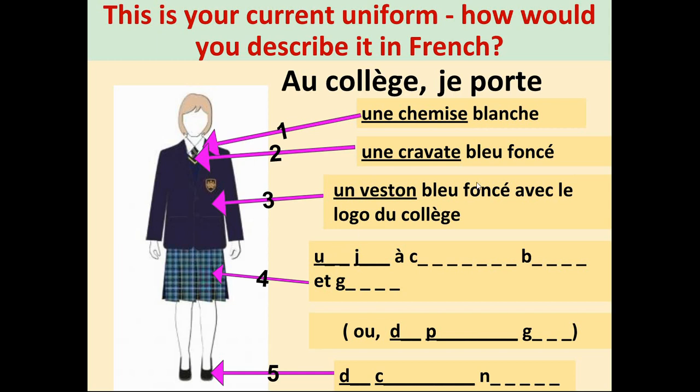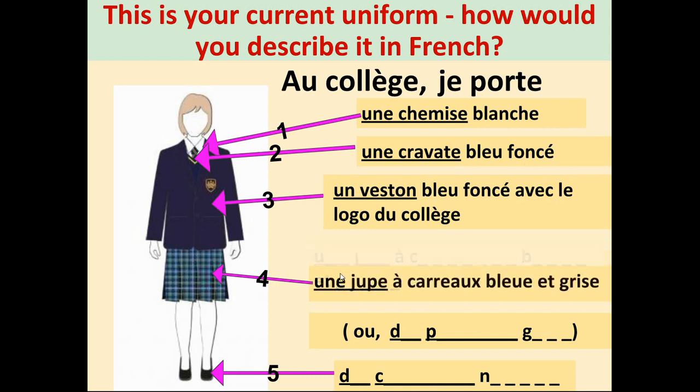Then we continue, and you see, by the way, that bleu foncé is written the same, despite the fact that this is masculine, this is feminine. That's because I used foncé. Right, the ladies would be wearing this one here. Une jupe à carreaux, bleue et grise. So a skirt with checkers, blue and grey.